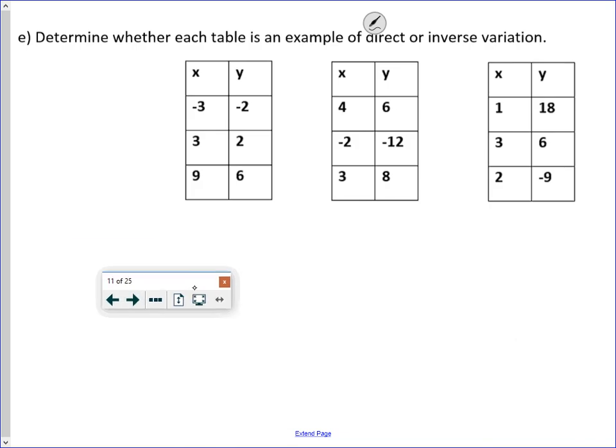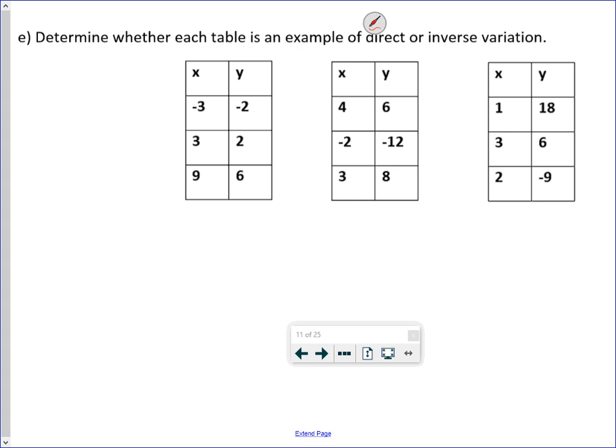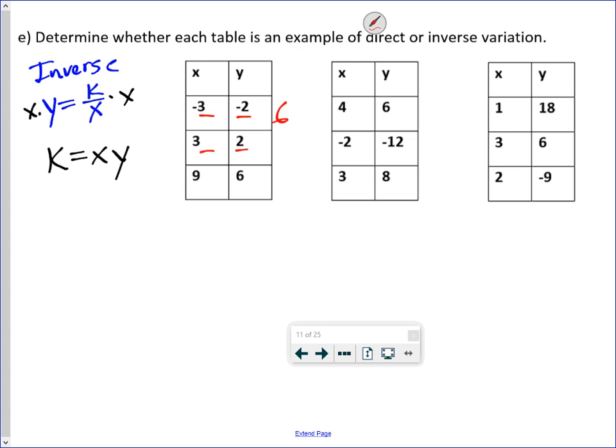All right, so for these where it says determine if each table is a direct variation or an inverse variation, one of the key things is in a variation, k is a constant. It does not change. So inverse variation, we said, was y equals k divided by x. But if I solve that for k, an alternate form of that is k equals x times y. So if I take a table and I do x times y and I get the same number each time, say like right here, but here I don't get the same number. So this is not inverse variation.